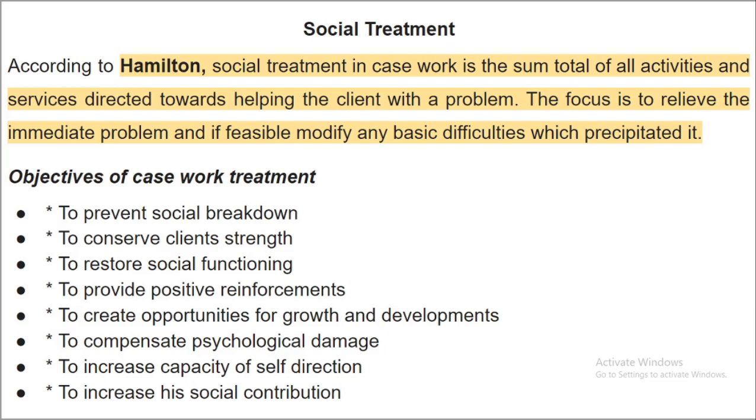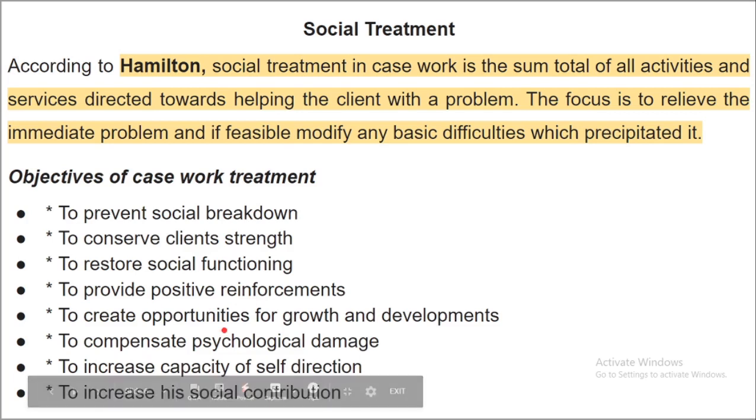So the objectives of social casework treatment, these are the objectives of treatment especially in the case of process: to prevent social breakdown. We know that casework is something that arises when a problem occurs in relationship issues. So here you have to prevent that social breakdown. You should prevent that. Then conserve the client's strengths, means you have to preserve the client's stand, restore social functioning, develop social functioning, provide positive reinforcement, not negative, and create opportunities for growth and development. So you have to create the space for the client's growth and development.